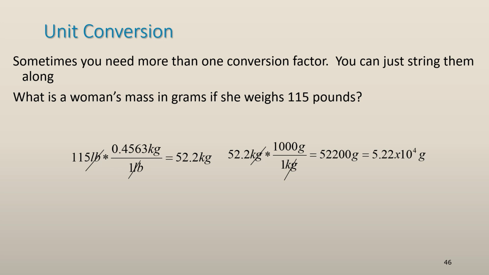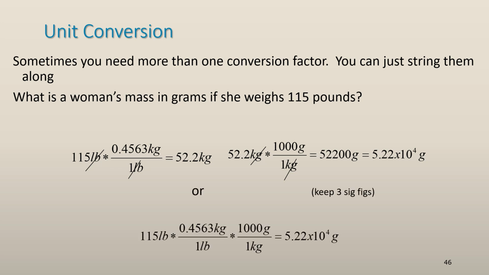Now you don't have to stop after every conversion. In fact, you can actually do them all in one trial, as you can see here. So 115 pounds, first convert to kilograms. I know I'm not stopping there, so now I'm going to convert from kilograms to grams. So I just multiply everything on the top, divide by everything on the bottom, and I get my answer. So you can string them along.